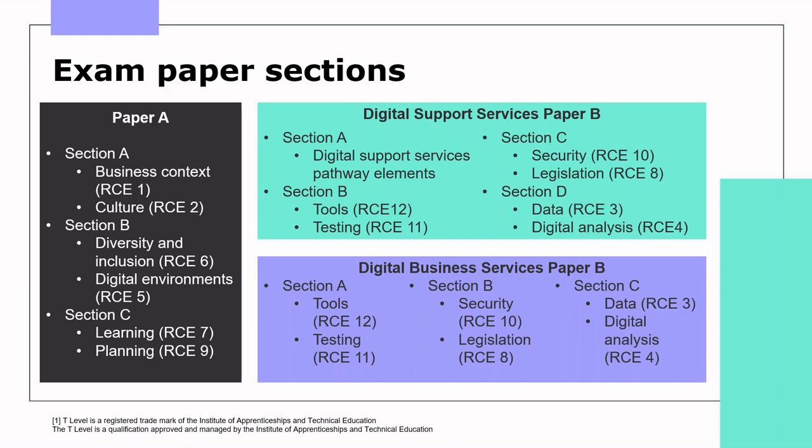But when it comes to paper B, there is a slight difference for DSS, digital support, in that section A will assess the pathway elements, and then the remaining exam sections will assess the root core elements and matches up with digital business services. So you can see from the overview of paper B that digital support services, section B, C, and D, they assess the same content elements as A, B, and C for digital business services.